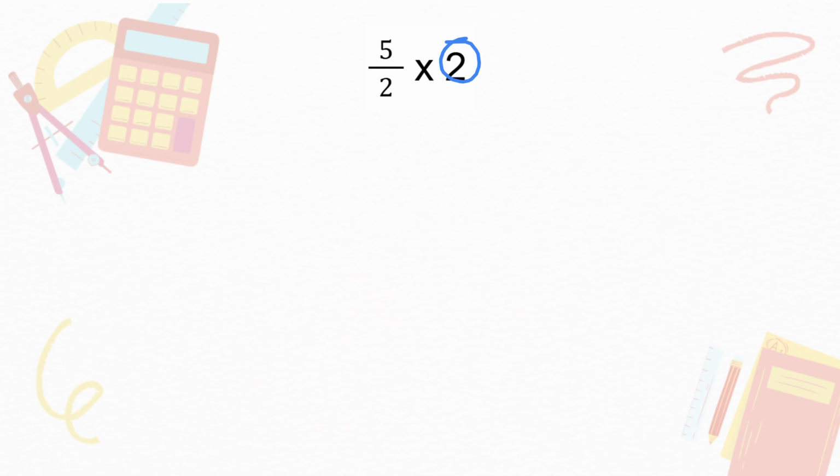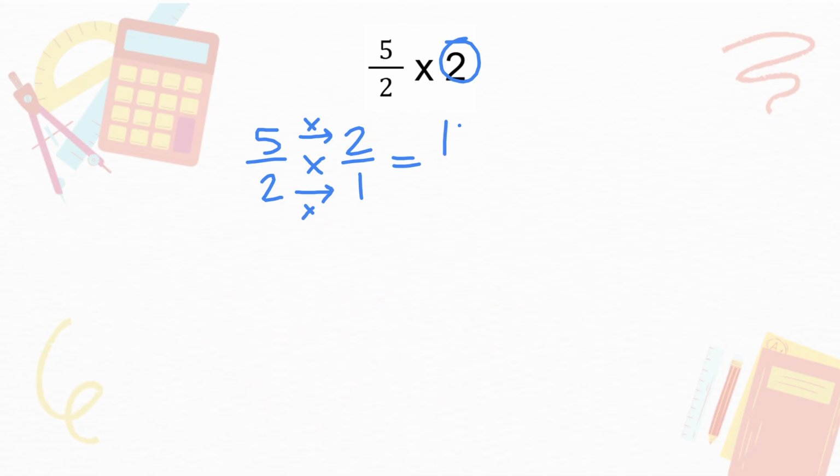I personally really like doing top times top, bottom times bottom. I think that one is the quickest and it works for every multiplication of a fraction times a whole number. Works every time. So I'm going to just stick with that one. But if you prefer the other method, you can do that too. So to set myself up, I'm going to say 5/2 times 2, but I'm going to write the equivalent fraction of 2, which is 2 over 1. And now I'm set up to multiply top and bottom.